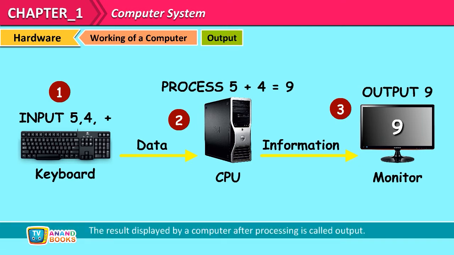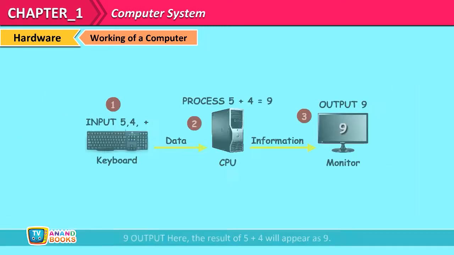Output. The result displayed by a computer after processing is called output. For example, the processed information or result will appear on the monitor screen. 9. Here the result of 5 plus 4 will appear as 9.